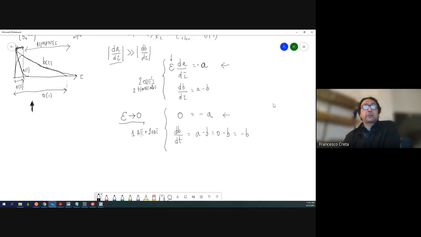How many timescales do I have here? Only 1. In fact, I only have the slow one, the order 1 timescale, the asymptotic behavior, the order 1 timescale. Okay, epsilon has disappeared.